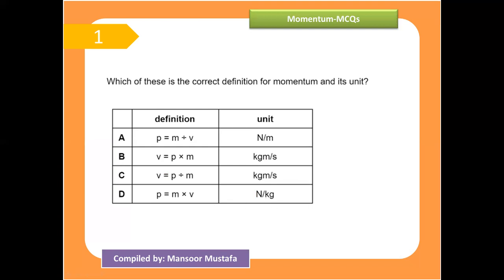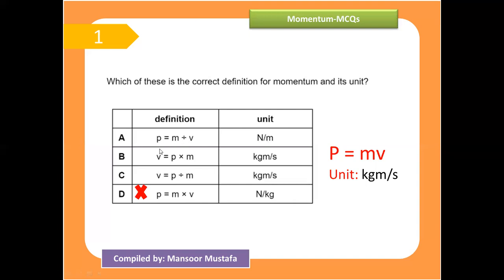Now, if we look for the definition of momentum, which we have just discussed, momentum is the product of mass and velocity. If we look at the options, it looks like option D is the correct one because it's correctly defining momentum. But if we look at the unit in option D, that is not the correct unit for momentum. So it means that option D is not the correct one. So let's look at the other options.